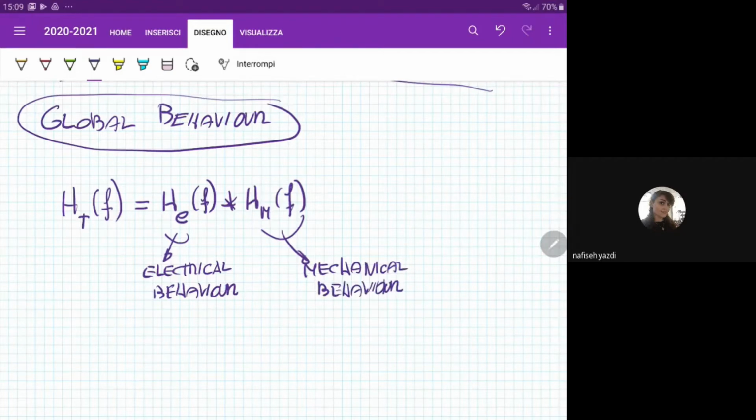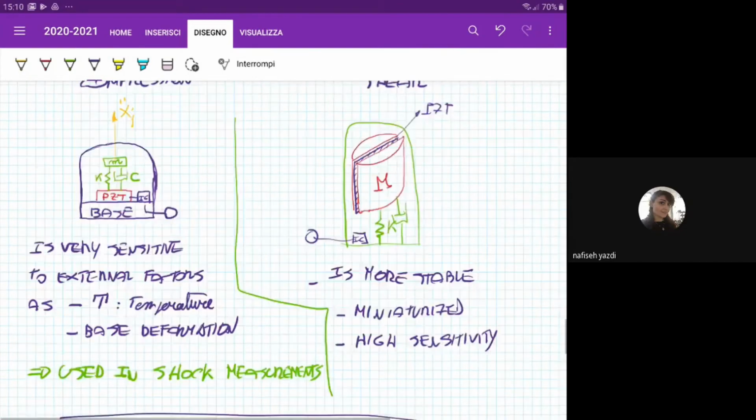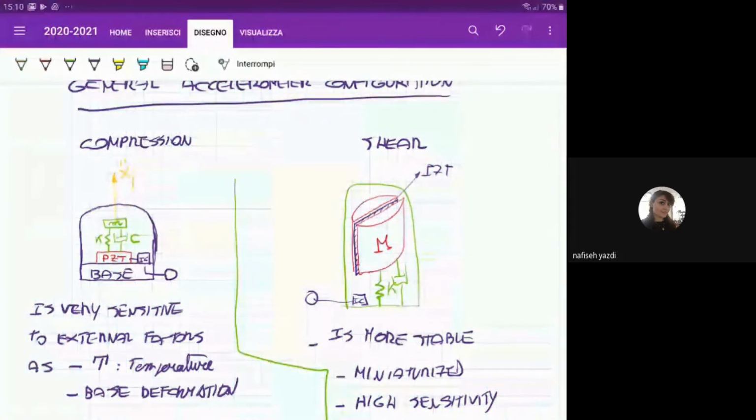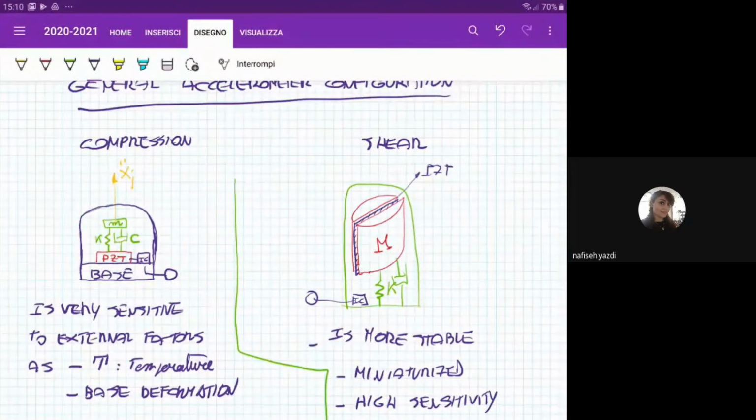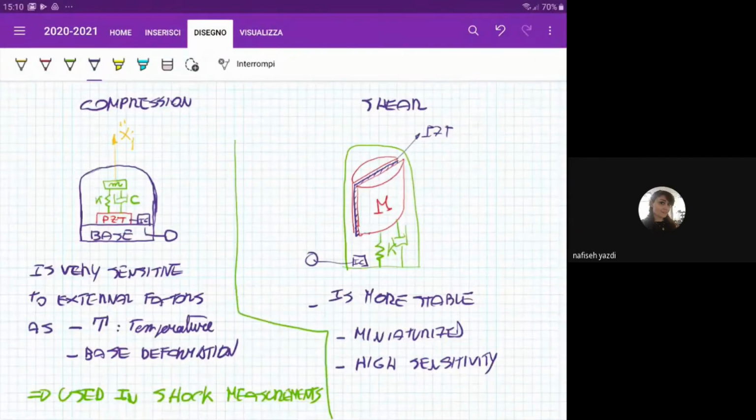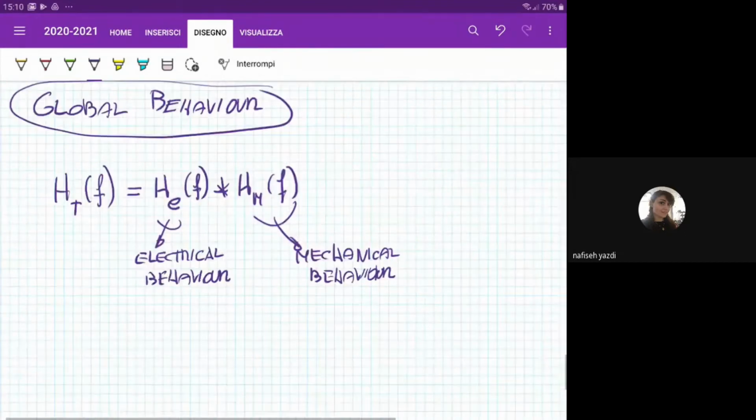Okay, why am I introducing this mechanical behavior? Because as we saw before, whatever your generic layout, compression or shear, we have a sort of mechanical impedance that is connected to your PZT crystal, having a sort of stiffness, having a sort of damping properties, and the mass that is sensing the motion. So it is a harmonic oscillator. That's the reason why we have to take into account this mechanical behavior when evaluating the global behavior itself.